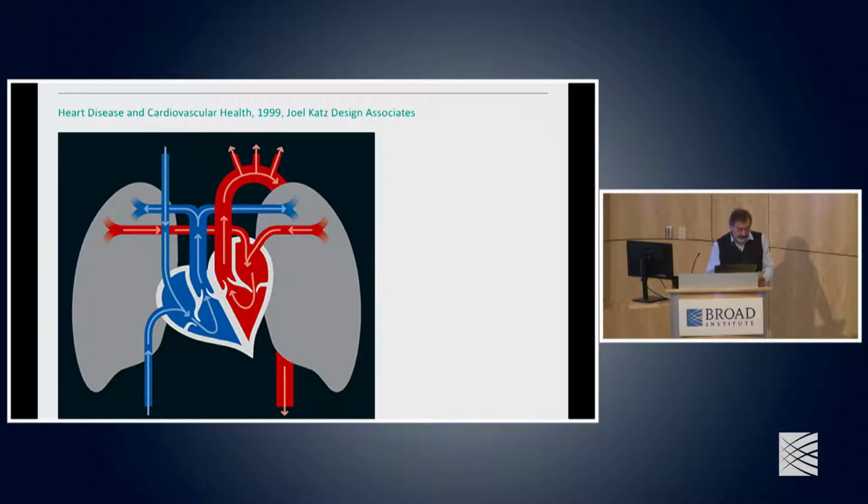Joel Katz employs a similar metaphor of pipes and fluid dynamics to represent the cardiovascular system. This is an approach influenced by the fact that Katz is also a master of transportation diagrams.